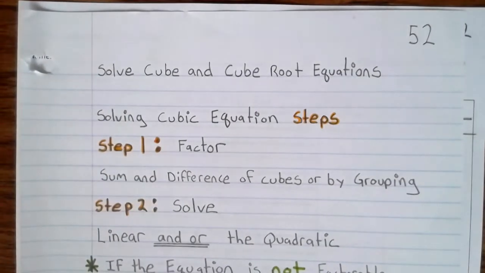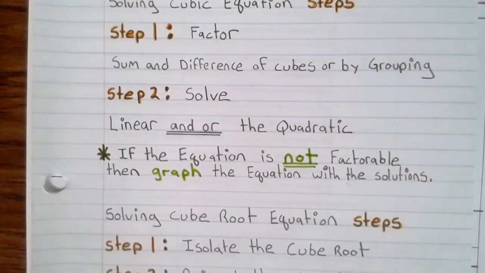All right, solving cubic equation steps. Step 1, factor. Sum and difference of cubes or by graphing. Step 2, solve. Linear and or the quadratic. If the equation is not factorable, then graph the equation with the solutions.